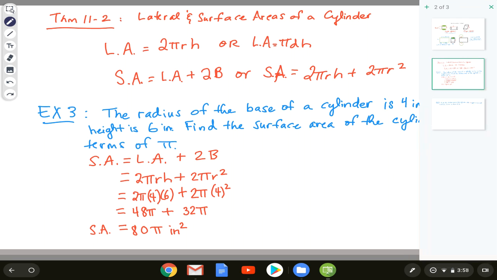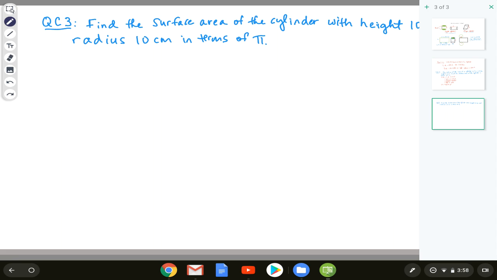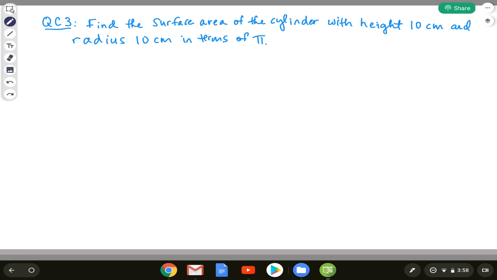Alright, and let's look at the quick check problem. So this is quick check 3. I want you to find the surface area of a cylinder with height 10 centimeters and radius 10 centimeters in terms of pi. So pause and figure out the surface area for this cylinder. Okay? Hopefully you took time to work that out. I'm going to write down my formula again. 2 pi rh plus 2 pi r squared.